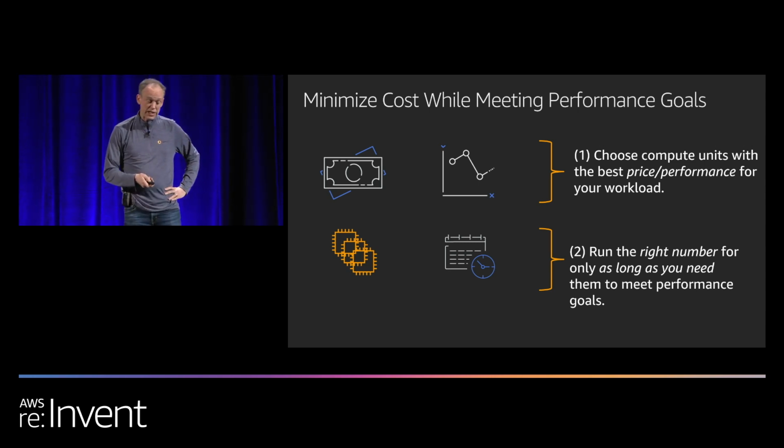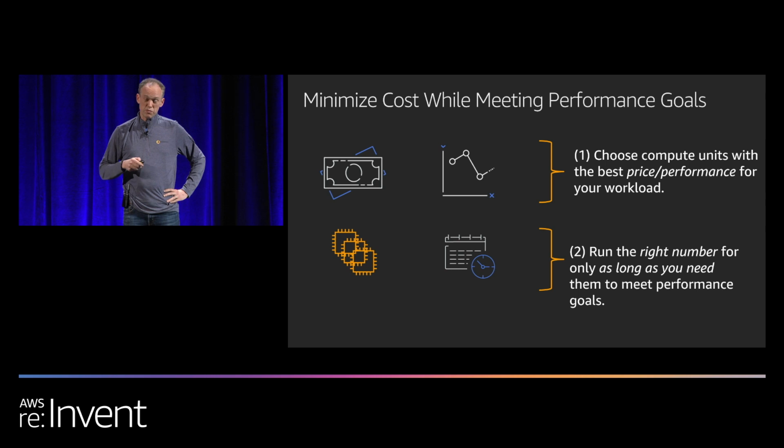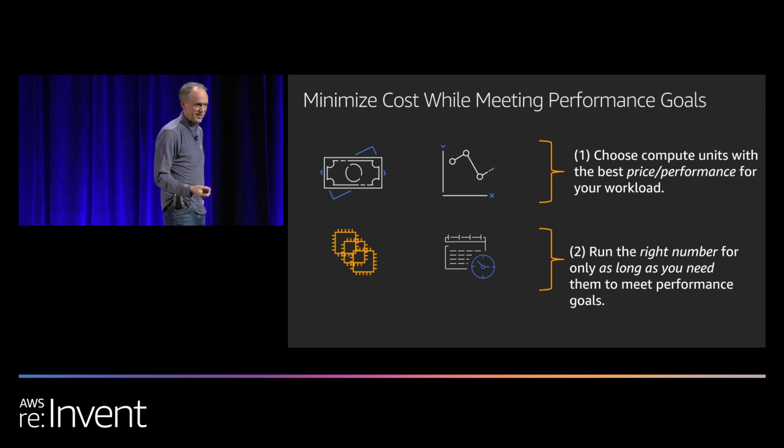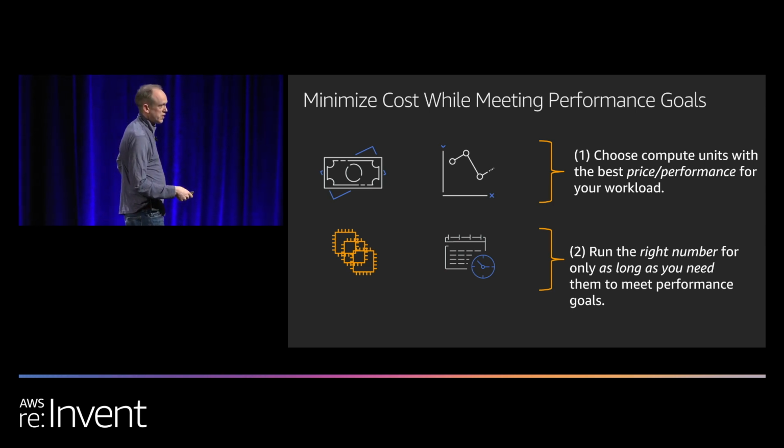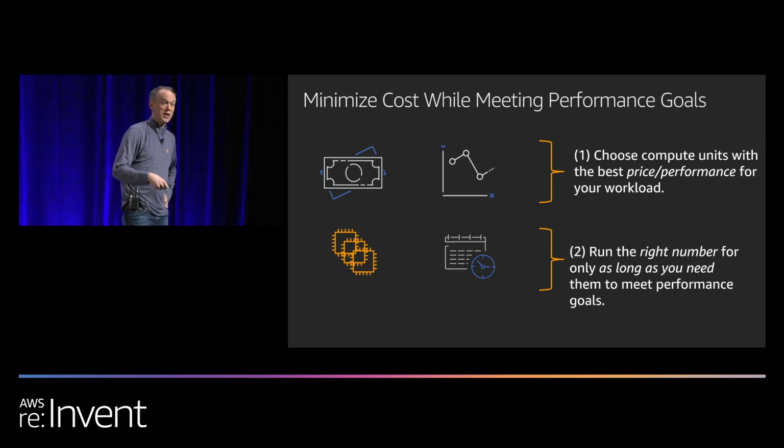The second activity is going to be the one that I'm going to focus more on today, which is running the right number of compute units for as long as you need them. That's autoscaling. That's what autoscaling is, right? When you're autoscaling, whether that's autoscaling instances or autoscaling pods or tasks, what you're trying to do is make sure that you have enough to meet your performance goal.